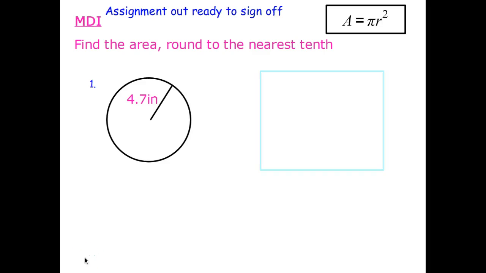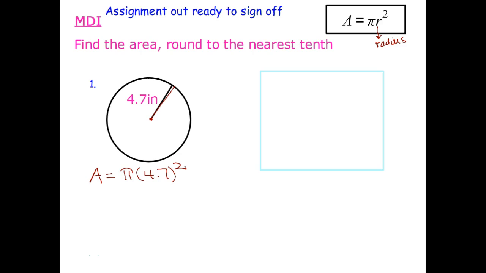All right, today we're just using this area formula to figure out what the area of the circle is. So remember that r means radius. And radius is from the center of the circle to the edge of the circle. So it's halfway across the circle. So to do the area for this one, we would take A is equal to pi times 4.7 squared.